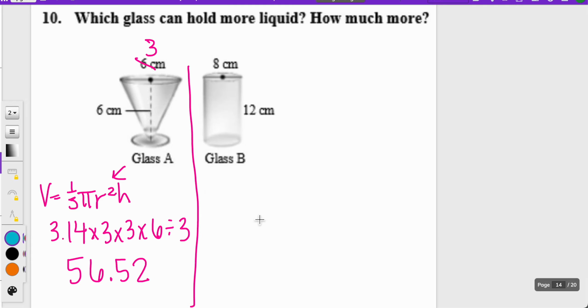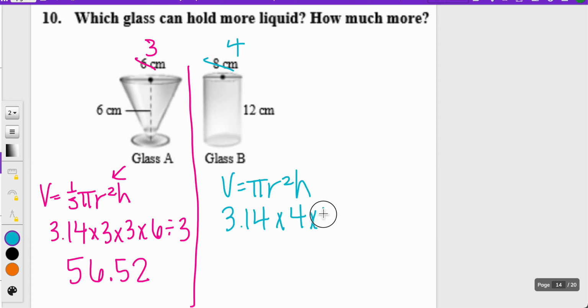And then over here, this is a cylinder, so pi times radius squared times height. Don't use the 8, instead use 4. So 3.14 times 4 times 4 times 12. So 3.14 times 16 times 12, I'm getting 602.88. Okay, and then glass B is holding more.